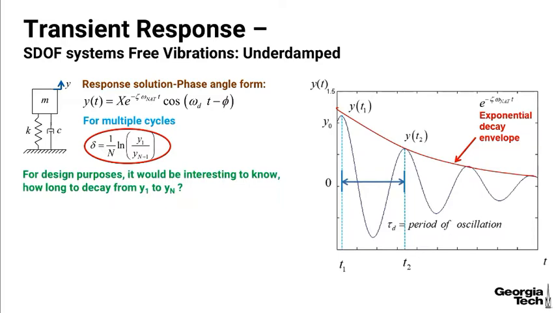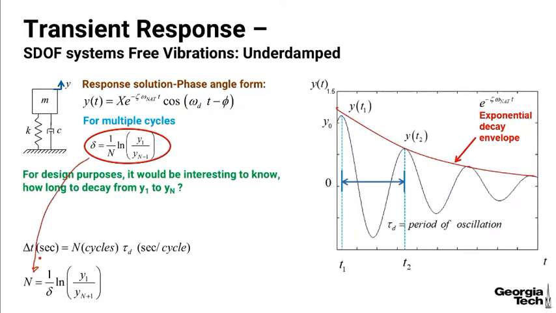For design purposes, it would be interesting to know, as it says here, how long to decay from y1 to some y sub n. Like, how much decay do I get in, again, 50 cycles or 150 cycles or whatever I want. And so the time for the decay would be the number of cycles you go through times that period of oscillation between each cycle. And so up here, I've solved for n. So I can substitute n in.